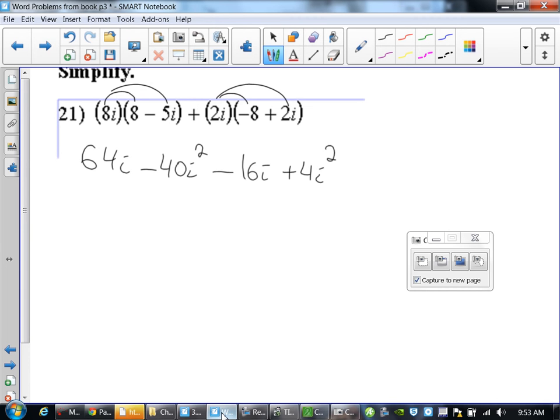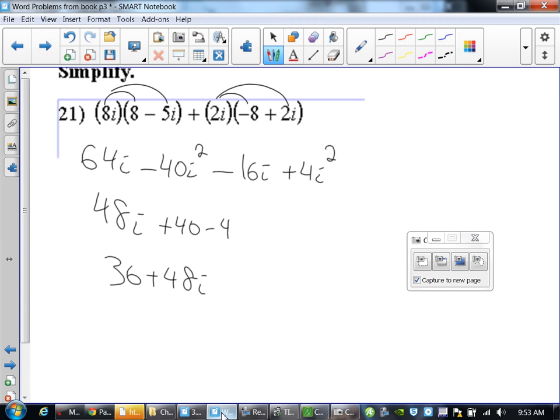What's 64 minus 16? 48. 48i, so we have 48i. This becomes -40 times -1, so it is plus 40. I squared is -1, so I just rewrite it as -40 times -1, and 4 times -1. Simplify it out, and then standard form of writing it: put the integer first, and then the i behind it, and there's your answer. That's the common way of doing it.